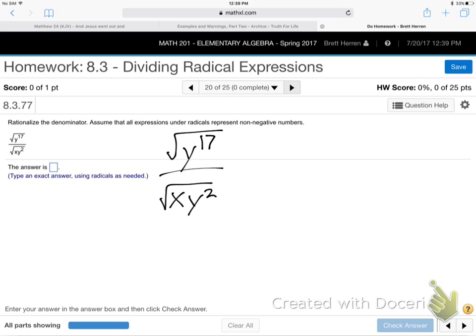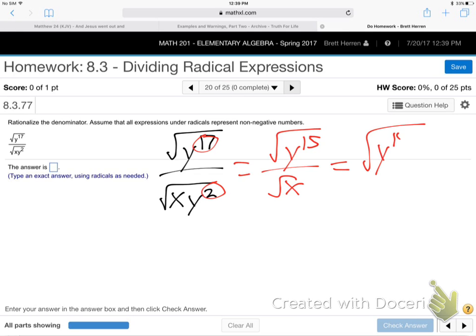So is this making sense? So I would go y to the 15th over root x, just 17 minus 2 is 15, first off. And then what do we do with an odd power? What are we going to do with that? What we always do with odd powers? Make it even with one more. So we say, okay, so this is y to the 14th and one more. And then we've got 14 y's.